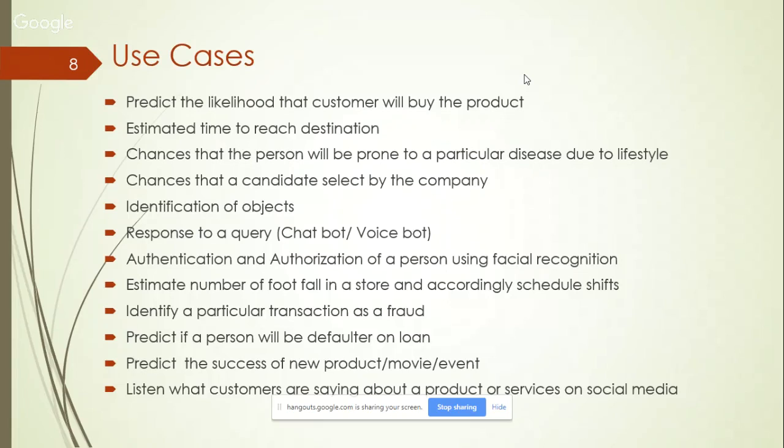Then, predict the success of a new product, movie, or event by just looking at the social media data and what people are talking about the product. Do I need any improvement in my product? What kind of feedback are people giving? What kind of things is my competitor doing? These are all use cases where data science plays a very, very crucial role.